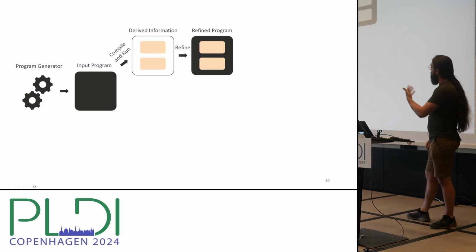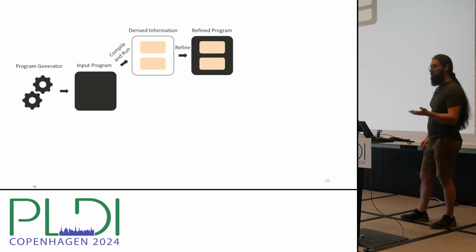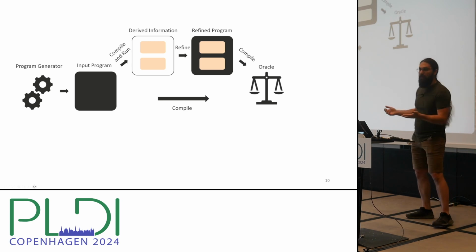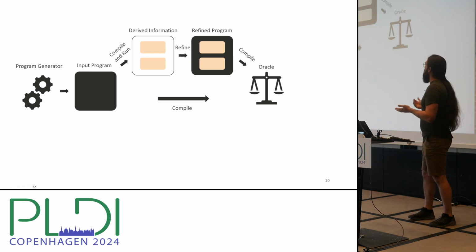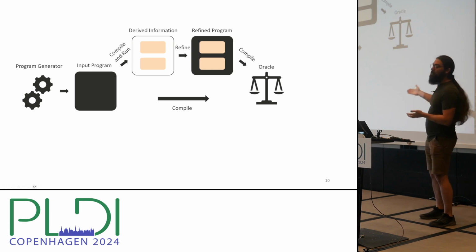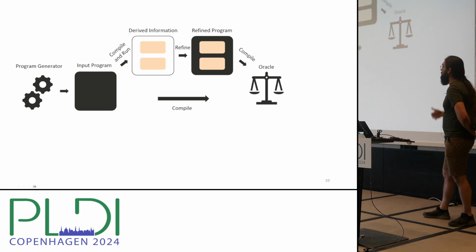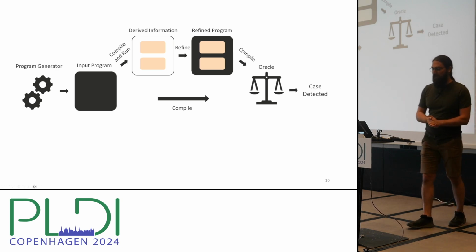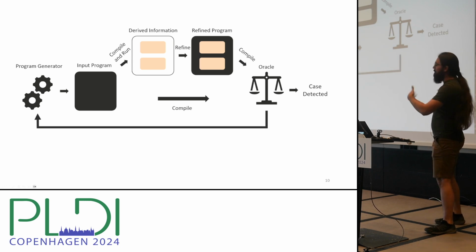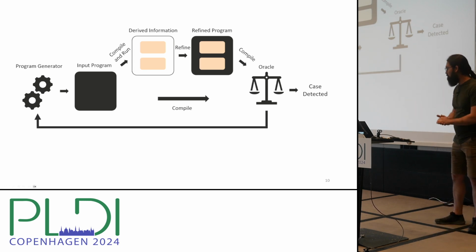And now that we have our two versions of the same program, we can simply compile them. And then we need to decide, did the compiler not do something that it could before? So essentially, did it miss some kind of optimization? And if it has, then we have found an interesting candidate. If not, we can just keep iterating until we find one.